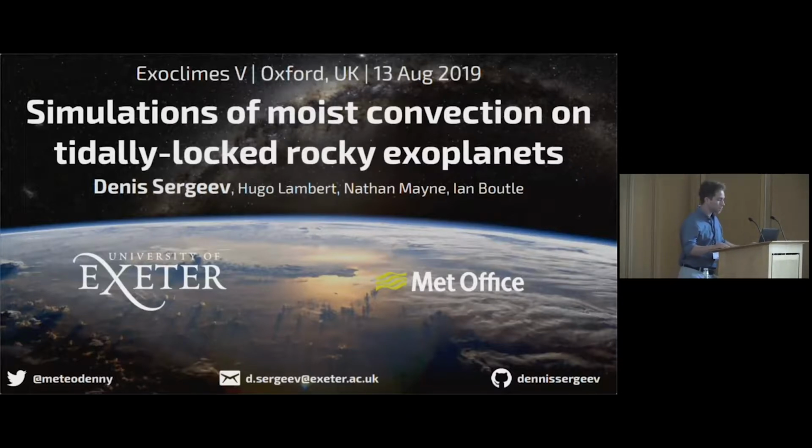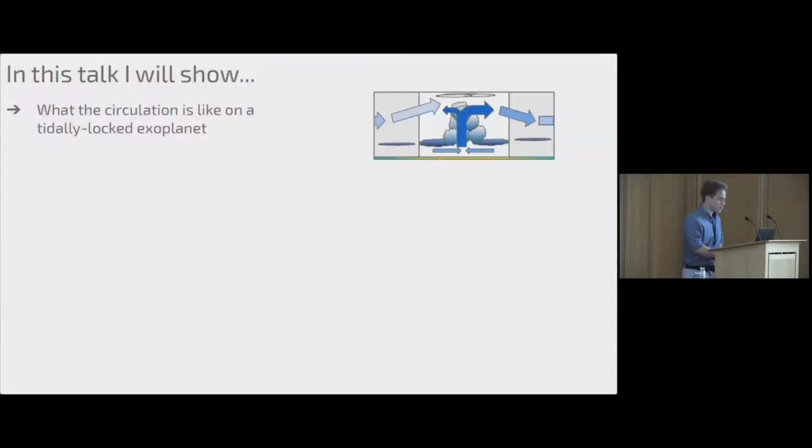So I work on the simulations of moist convection on rocky tidally-locked planets, and this is the work I've been doing with Hugo Lambert and Nathan Mayer at the University of Exeter, and also Ian Bootle at the UK Met Office. So today I'm going to remind you what the circulation looks like on a tidally-locked rocky exoplanet.